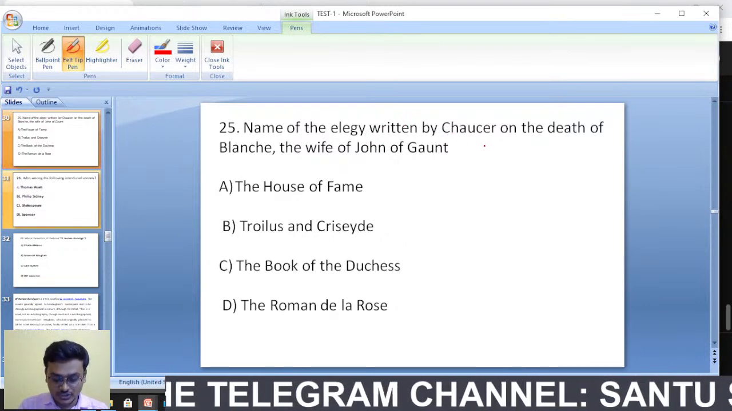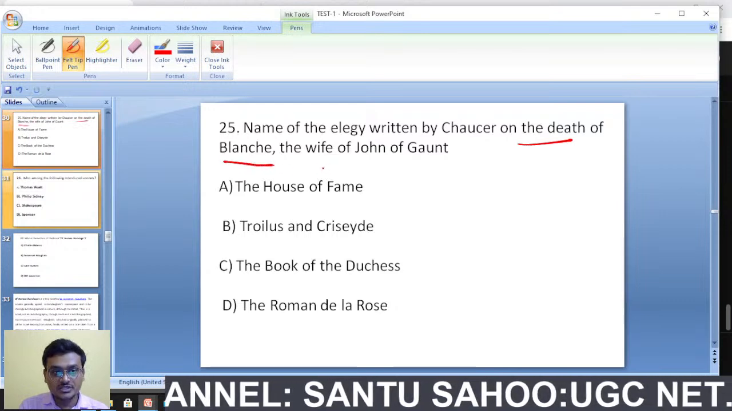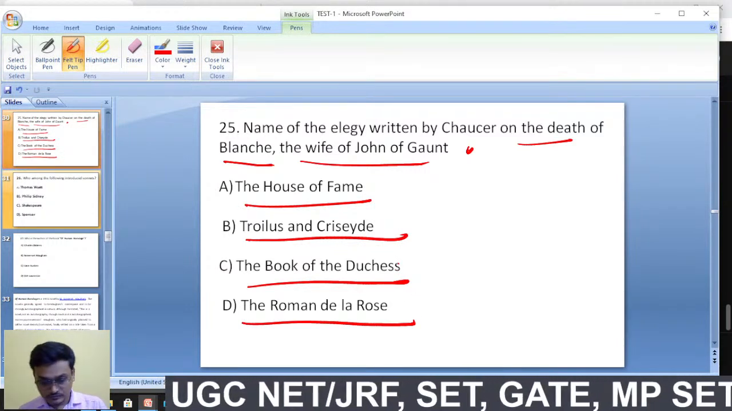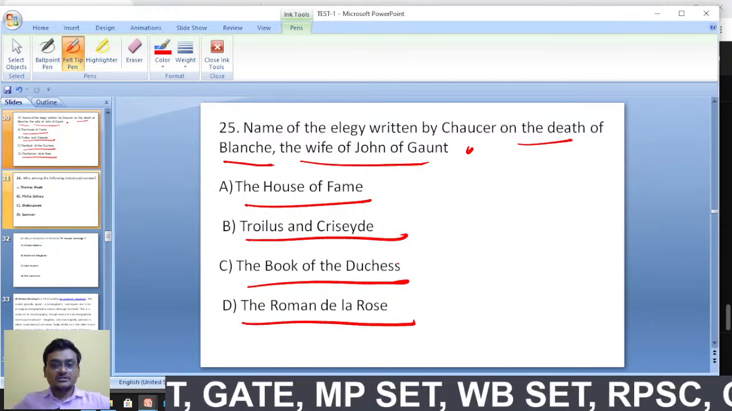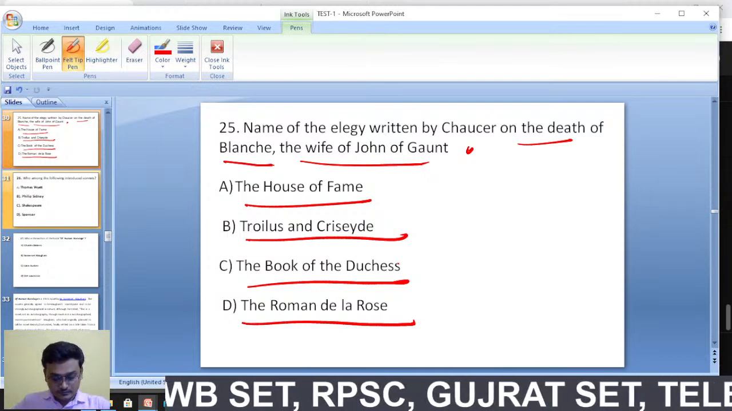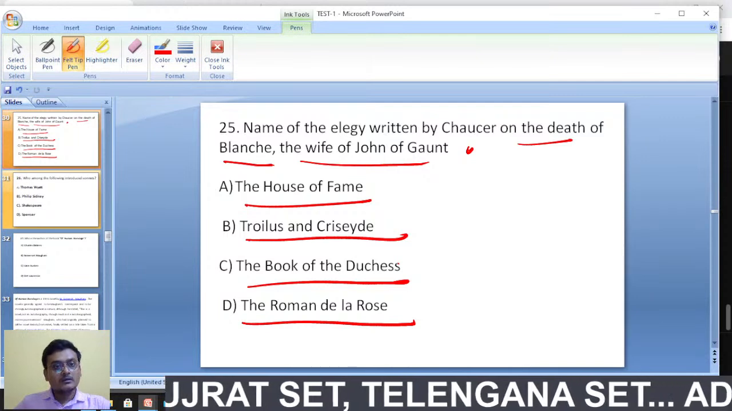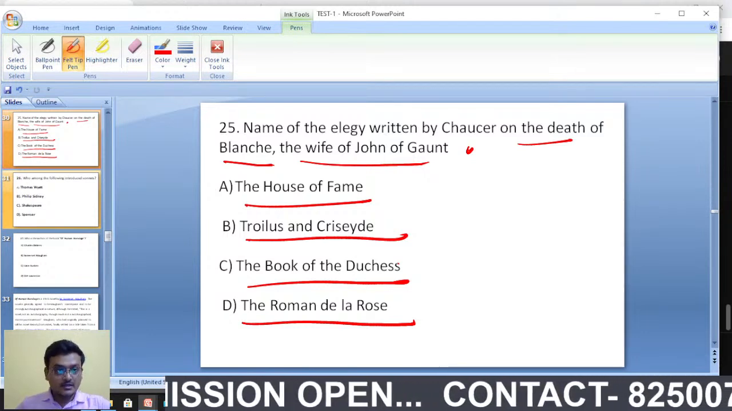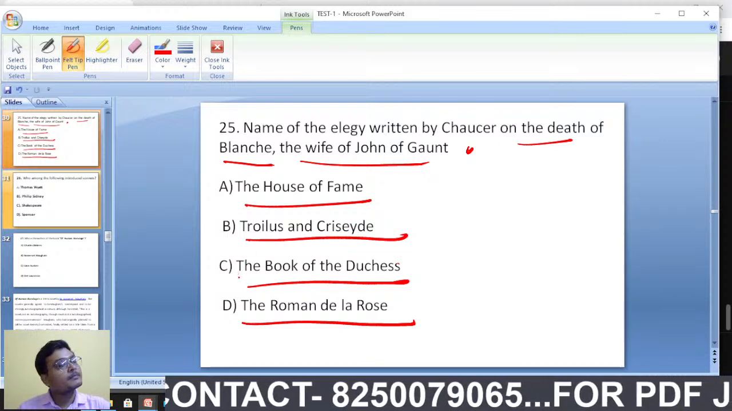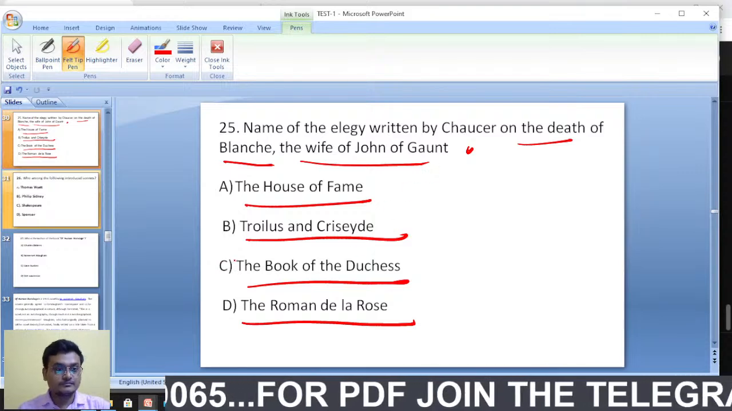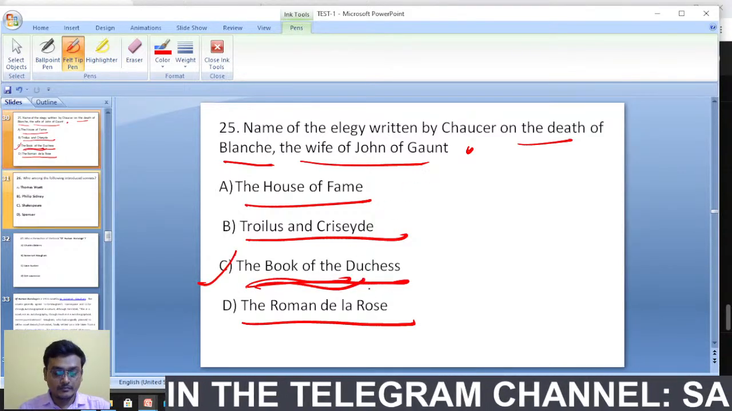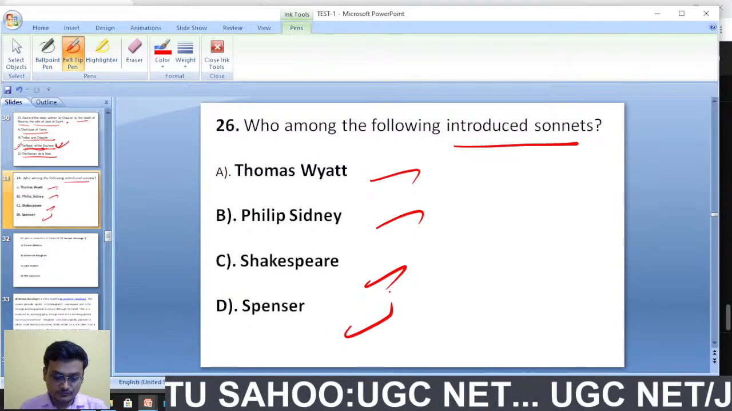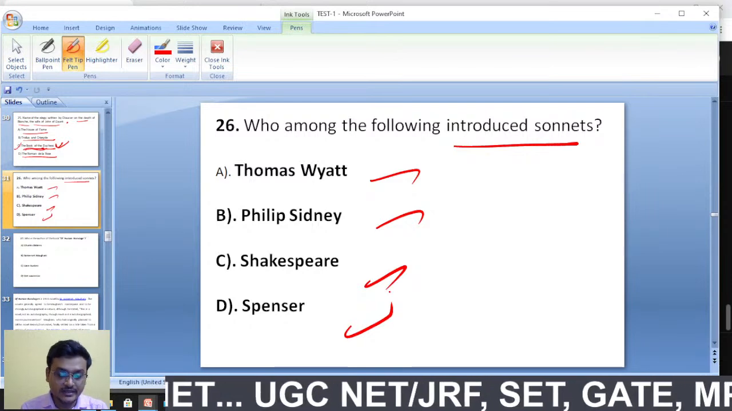Name the elegy written by Chaucer on the death of Blanche, the wife of John of Gaunt. The House of Fame, Troilus and Criseyde, the Book of the Duchess, the Roman de la Rose. Excellent. It's the Book of the Duchess. Who among the following introduced sonnets? Everyone right here. Moving to question 26 here.